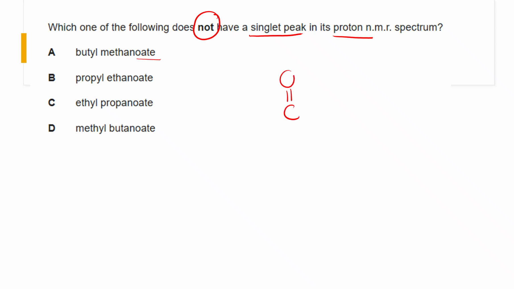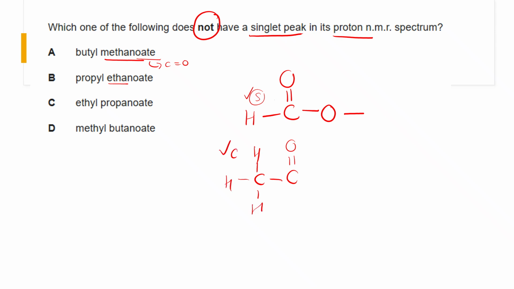So what I'm going to do is just draw the ester bond. If I want a singlet on the methanoate side, this side is the side bonded to the C double bond O. So if I have methanoate, I have 1H. That's a singlet. If I have ethanoate on that side, I'm going to have this, CH3CO. That's a singlet, because its neighbour is CO, it has no hydrogens.